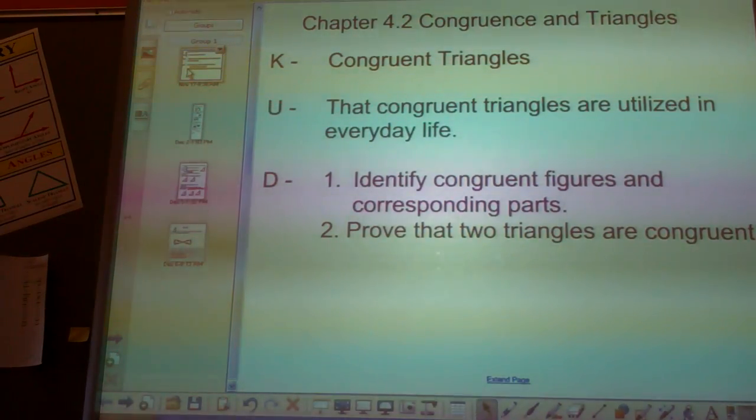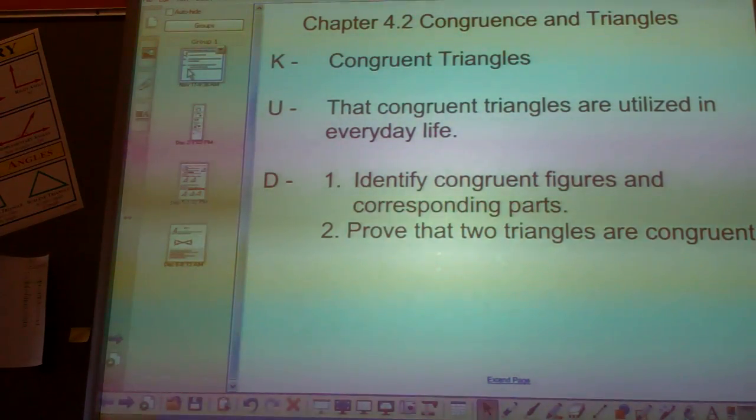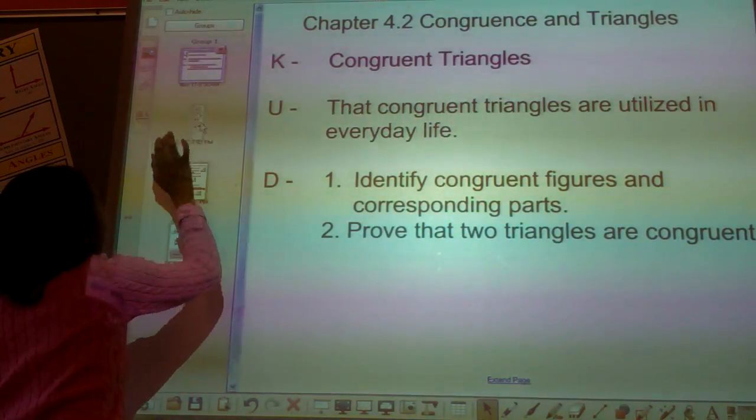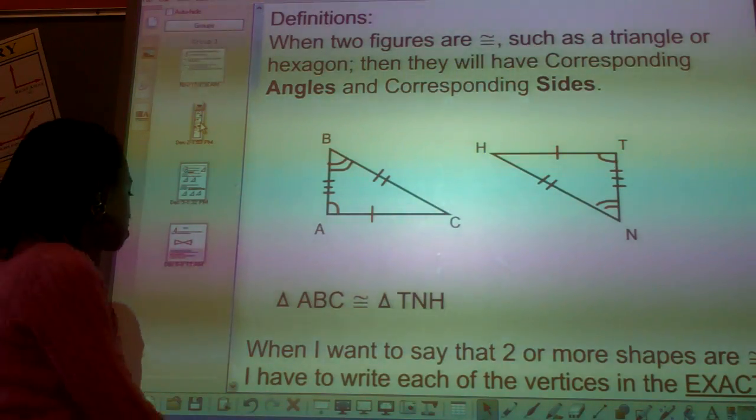This is chapter 4-2, Congruence in Triangles. Please copy your codes. Let's start with some definitions.